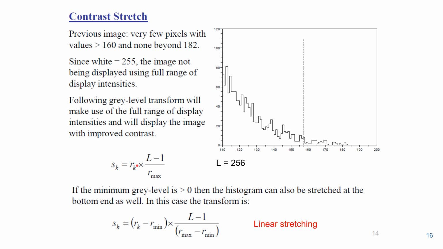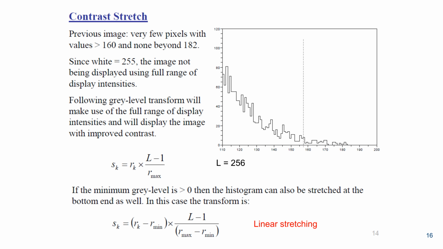Okay, so remember here, RK is our input pixel value. That's the actual grayscale value, which will have a value between 0 and 256 for an 8-bit image. L here is the maximum number of pixel values, 256, and R max is the maximum value of the input pixel value. So by doing this, we can transform the input pixel value to an output pixel value that makes more use of the full dynamic range, the full 256 values that are available to us.